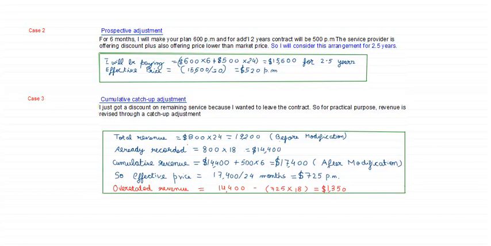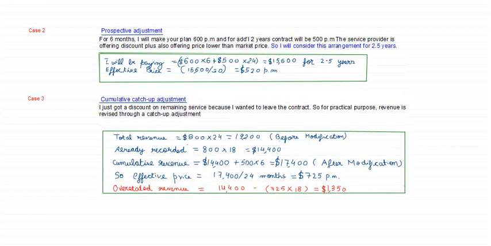And finally, in the third case, I am not looking to get any additional services or additional distinct services. I am just looking for a discount on my remaining contract, else I am ready to leave the contract. So for practical purposes, in this case the revenue gets revised through a catch-up adjustment.